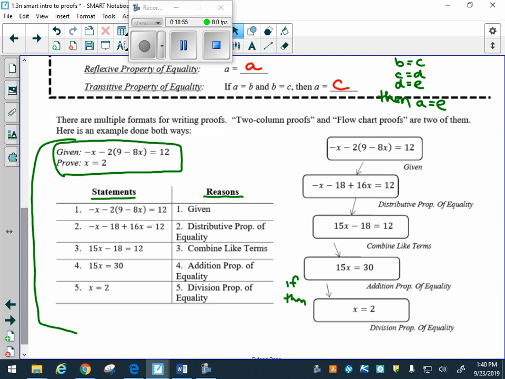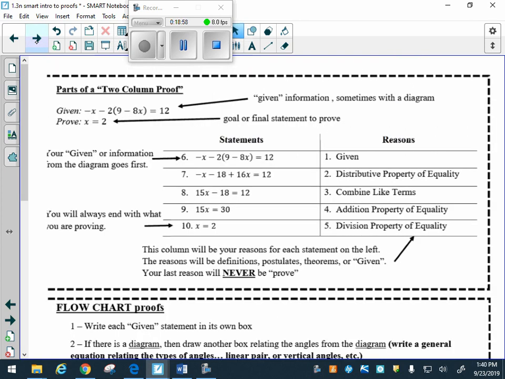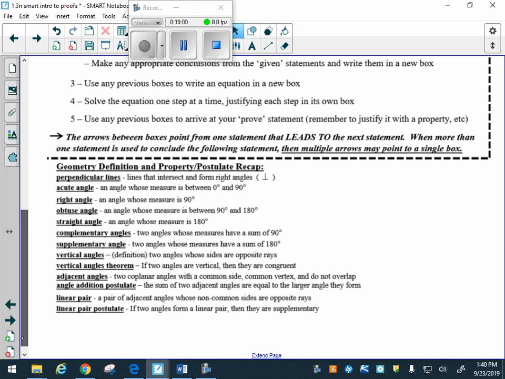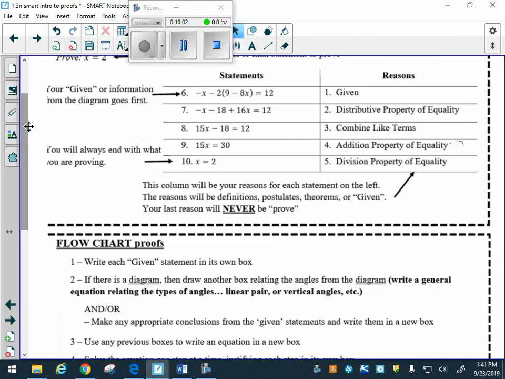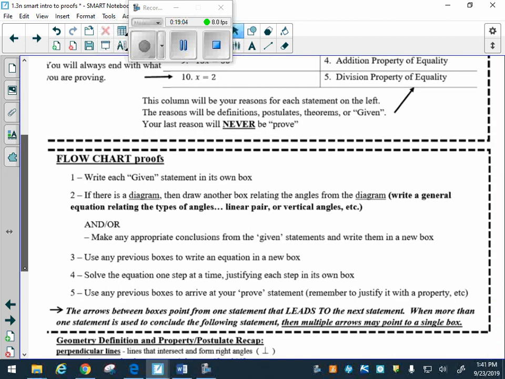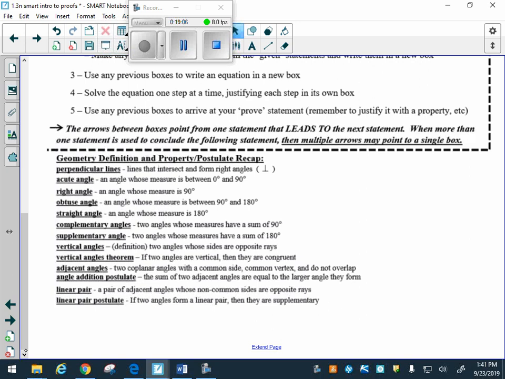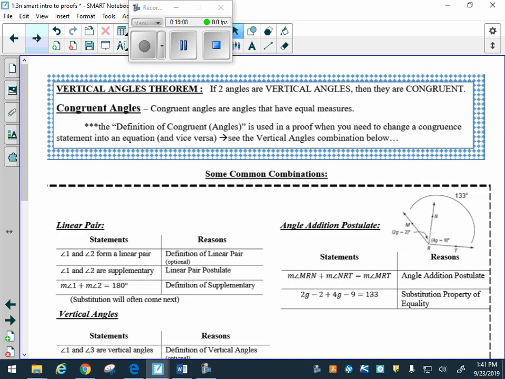So let's get to one that's a little more exciting, like a geometry proof. This whole page is basically for your reference. Go back to these and look them over if you're ever stuck on how to write a proof, etc. That's all for your reference. So let's turn to this next page. We've already learned the vertical angles theorem. It says, if two angles are vertical angles, then they are congruent.